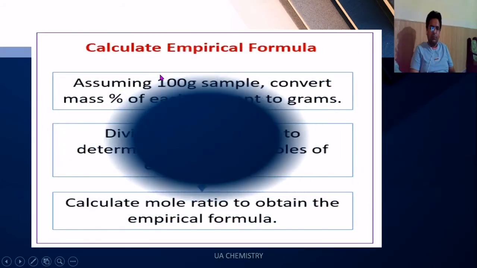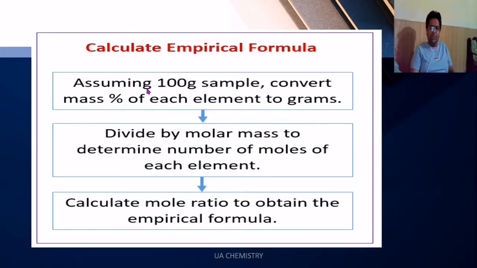Next, you are given a 100 gram sample, convert to the percentage of each of the elements. How is percentage calculated? Mass of element divided by mass of compound multiplied by 100 gives the percentage. Divide by the molar mass to determine the number of moles. How are the number of moles calculated? Divide the percentage by molar mass to calculate the moles.